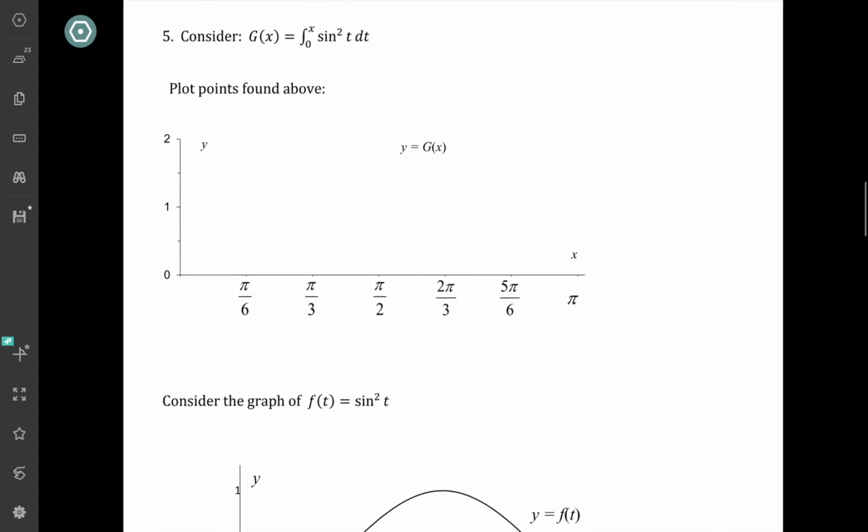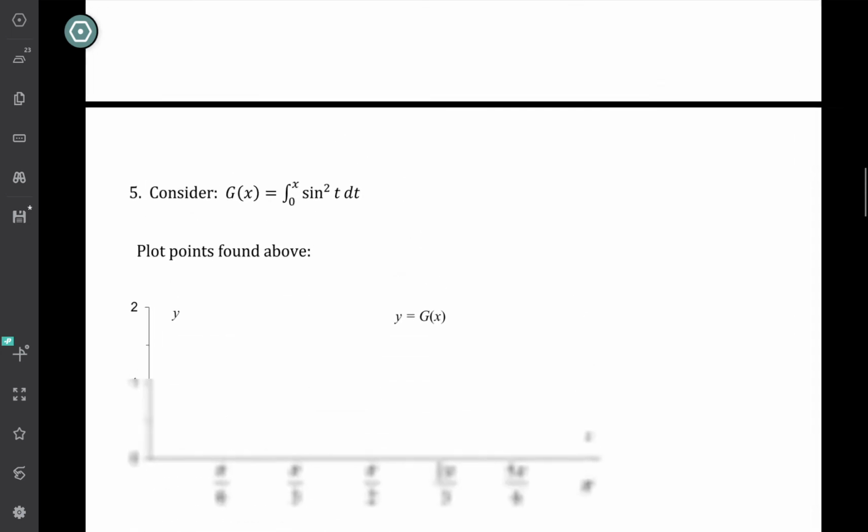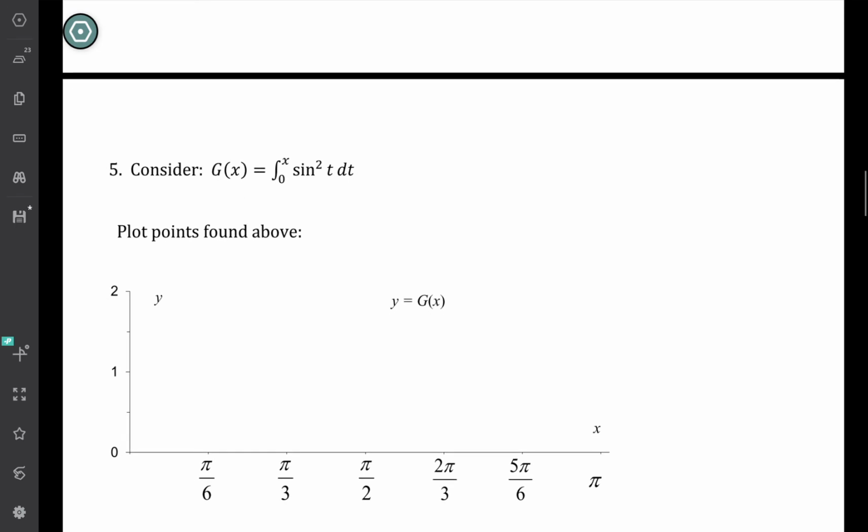Now I want to consider the function g of x, and I'm going to define it in a really new and weird way. I'm going to say that this function inputs an x value and makes it the upper limit of integration. So for example, g of 1 would be the area under sine squared t between 0 and 1.